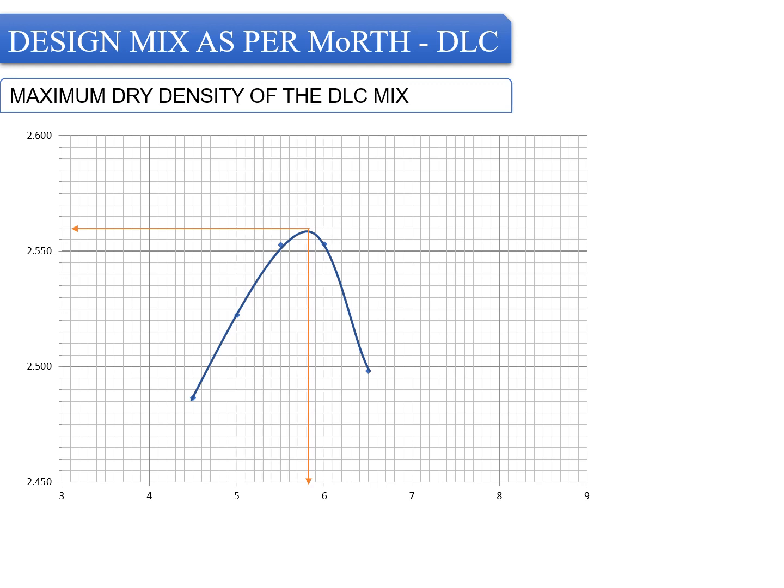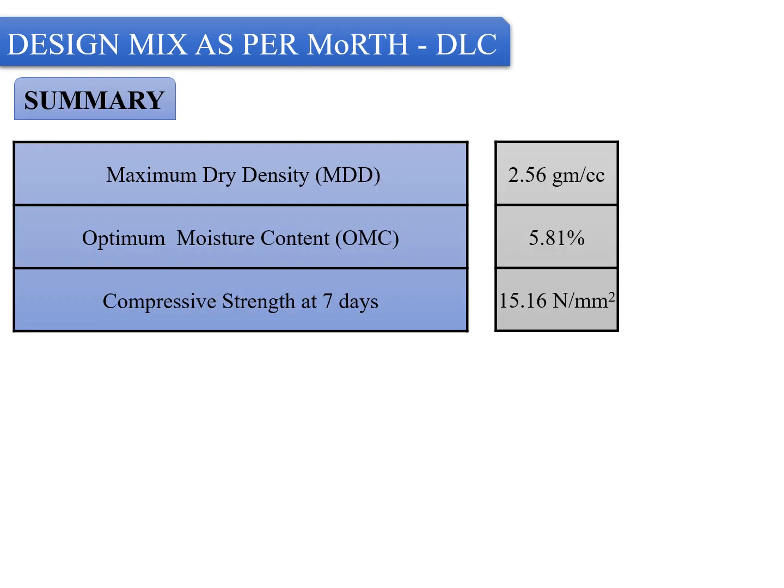Now, the need to have the optimum moisture content and the maximum dry density for the DLC mix is that it will help you to check the percentage compaction of the DLC mix in the field. The DLC mix which is compacted in the field is tested using the sand replacement method. The sand replacement method will give you the field dry density of the DLC mix which is placed and compacted using the rollers. The ratio of the field dry density to the maximum dry density will give you the percentage compaction of the DLC mixes.